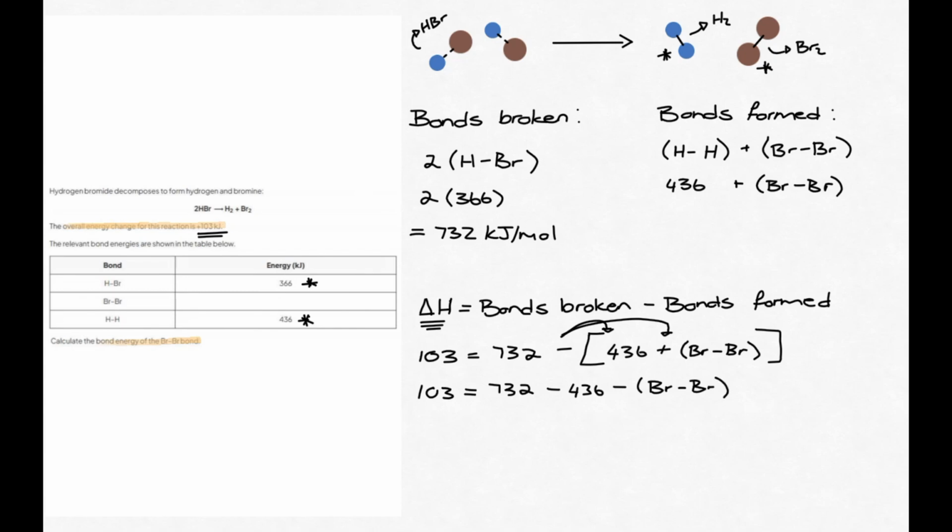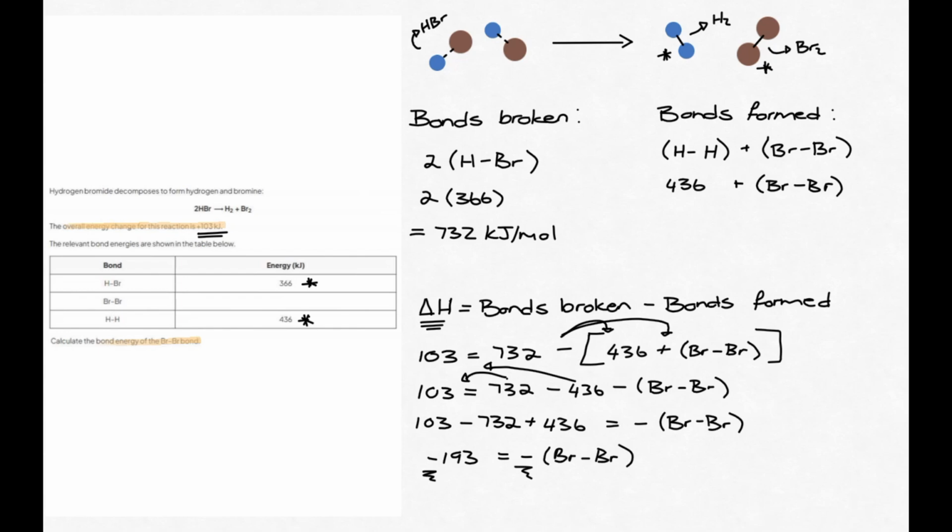I can then take my values over so that all my numerical values are on one side, and I'll have 103 minus 732 plus 436 is equal to the negative of my bromide bond. This will then give me negative 193 is equal to the negative of my bromide bond. So the two negatives on each side can then cancel out, and I'll get the value of my bromide bond as 193 kilojoules per mole.